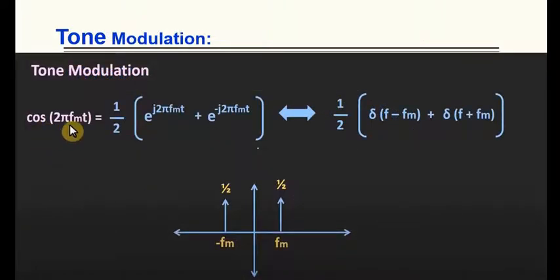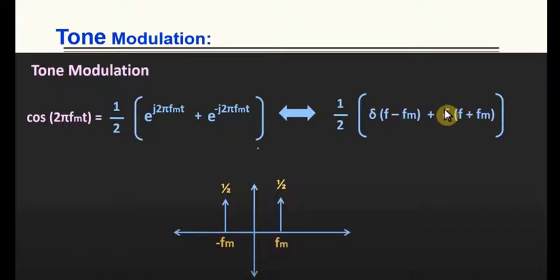So cosine 2 pi fm t, we know that using the Euler identity, again, that's very helpful to analyze the signal, as we said, in the frequency domain rather than in time domain. So we will use this Euler identity to express the cosine 2 pi fm t in the complex exponential components, e raised to j2 pi fmt plus e raised to minus j2 pi fmt. So if we find the Fourier transform for this, the first part is equal to half delta of f minus fm plus delta of f plus fm.